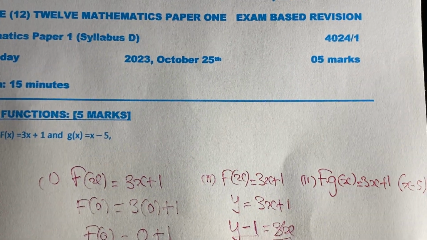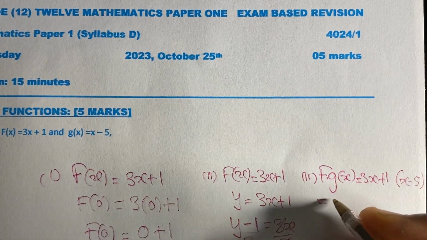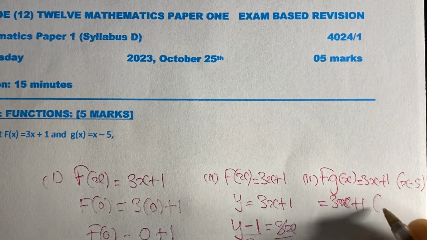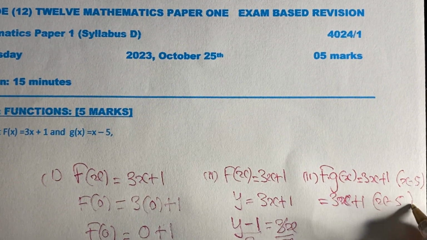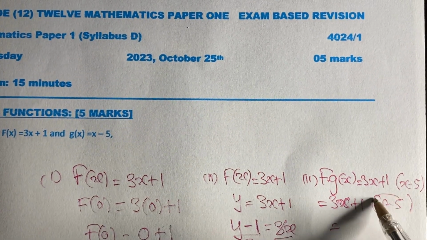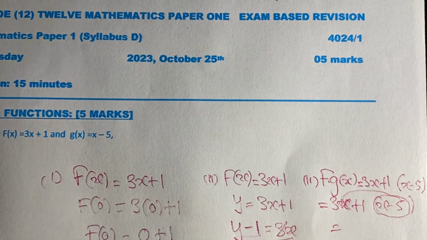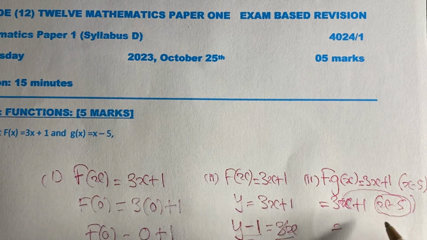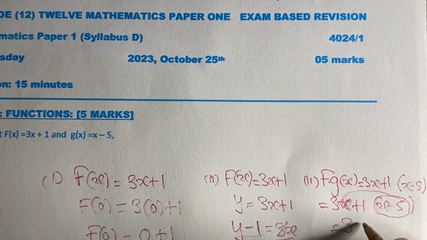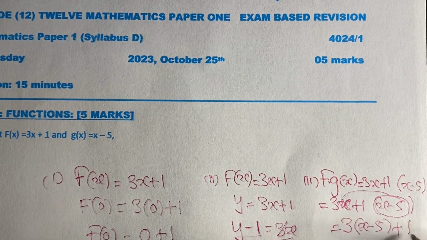Then upon reaching that stage, we're simply going to substitute. So we've written 3x plus 1. Then we've also written x minus 5. To combine these two functions, we're supposed to pick the last function and substitute into the first function where there is x. So when you substitute the last function into the first function where there is x, this is going to become 3, open brackets, x minus 5, then plus 1.